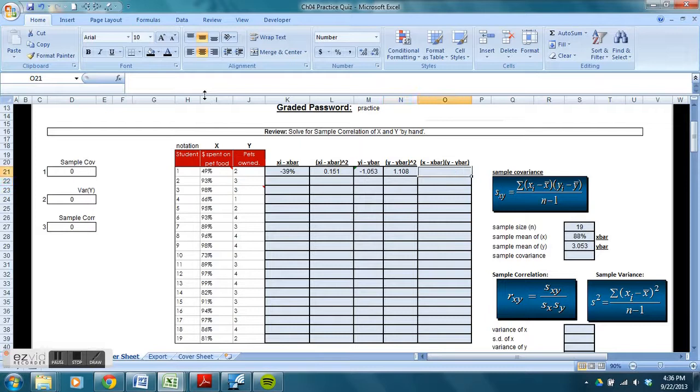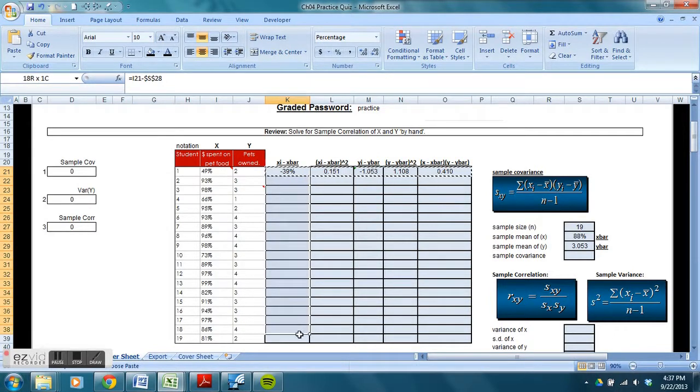And x minus x bar times y minus y bar. So that's right here. Notice we're not multiplying the squared ones together. A mistake some of you guys made. And now what I can do is I can just copy this whole row and then select the beginning of all the rows I want to paste this to and just paste right on top. There we go. So that's finished.